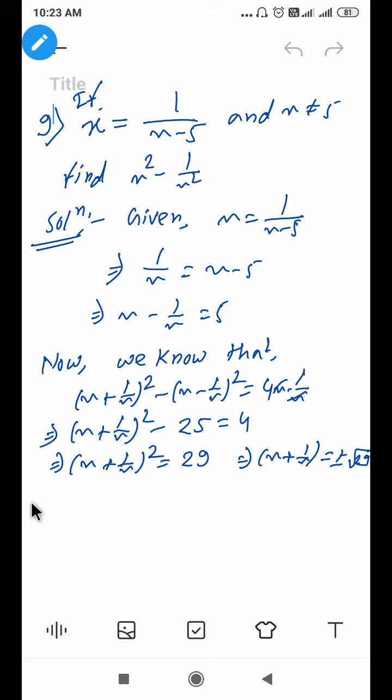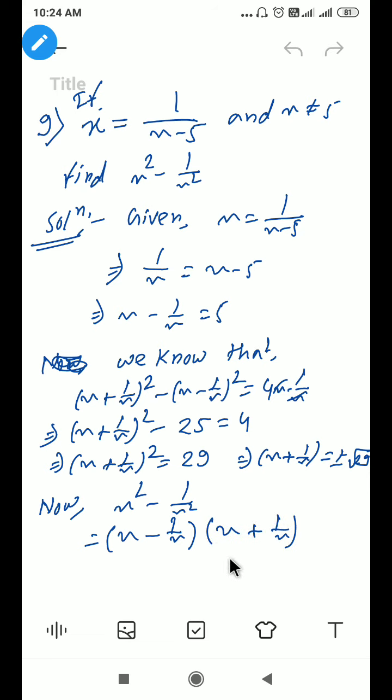Now you have to find the value of x square minus 1 by x square. You know the formula a square minus b square, that is a plus b into a minus b. So you can use this formula here. a represents x and b represents 1 by x. So a minus b into a plus b. We know both the values. x minus 1 by x is given as 5, and x plus 1 by x is plus minus root over 29. Just multiply, and you will get plus minus 5 root over 29. Clear?